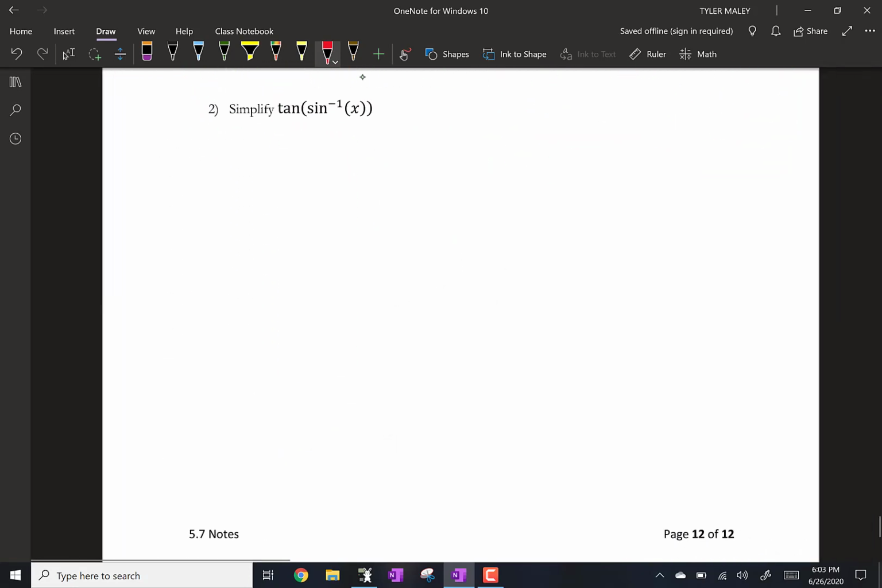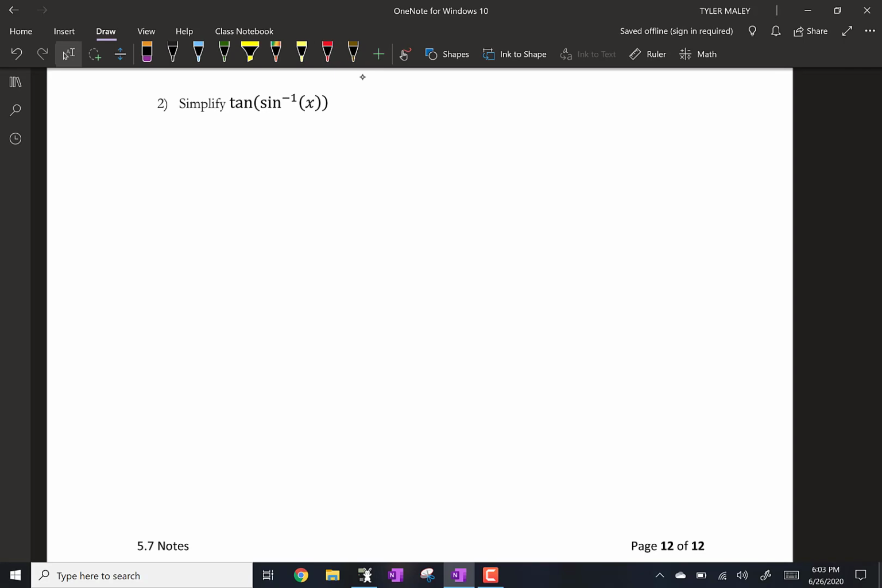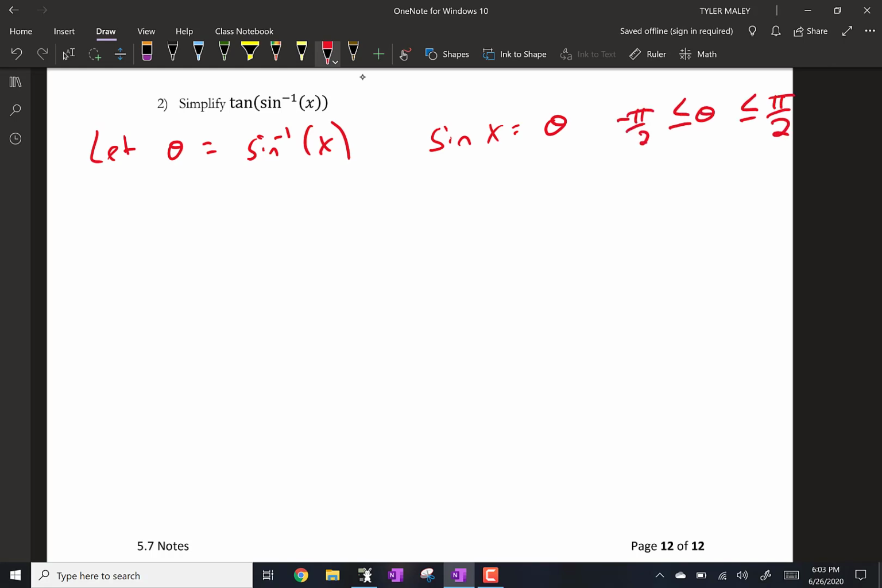And then we got one left. So we have tangent of arc sine of x. Right? So again, let's let theta equal arc sine of x. So that means that sine of theta equals x, where theta is in between negative pi over 2 and pi over 2. Oops, I should have written, hang on, sine of theta equals x. I don't know why I wrote it that way.